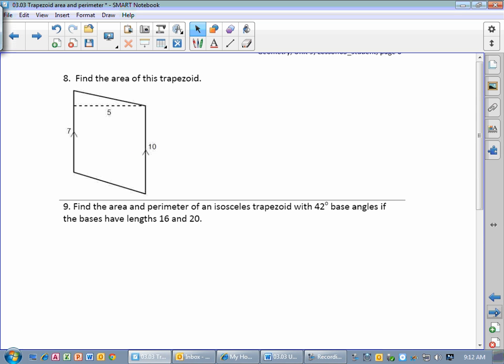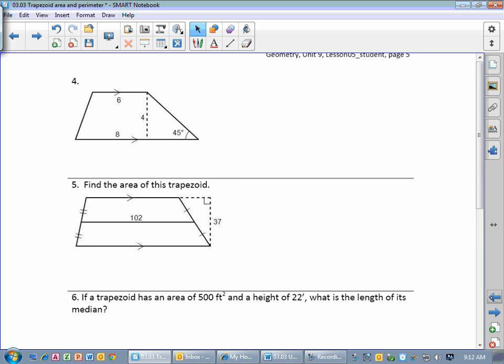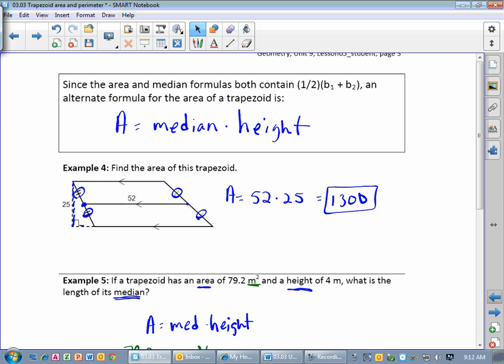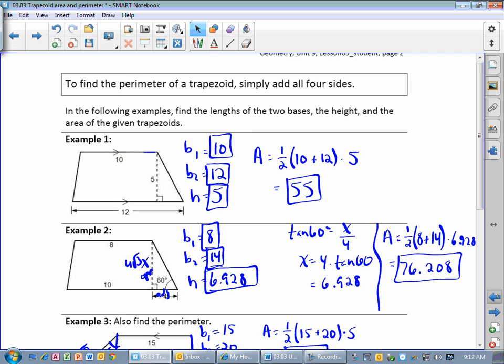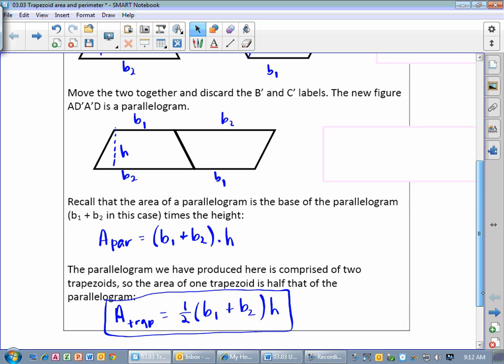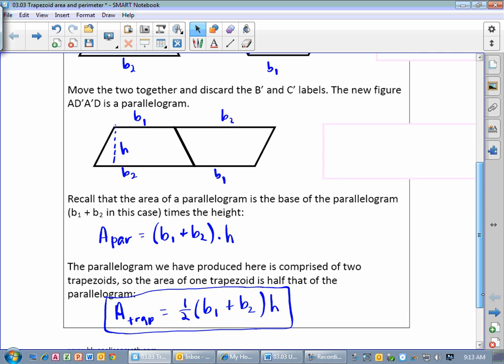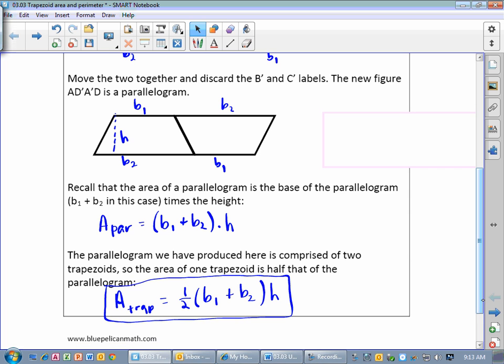Questions or concerns on these 5 examples? Yeah, the first page, that bottom part. So we're using the same formula repeatedly.